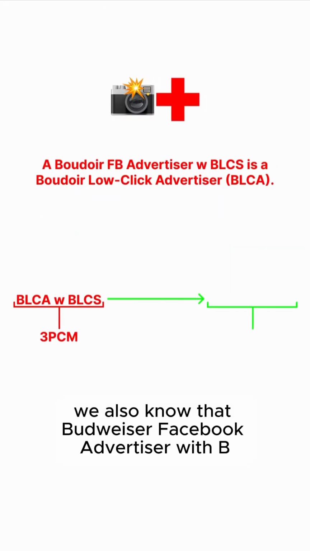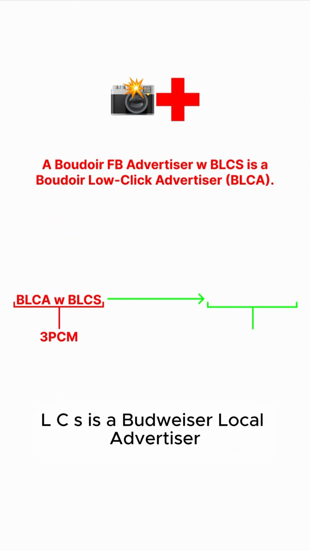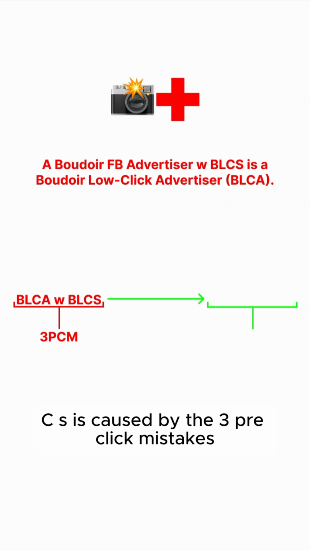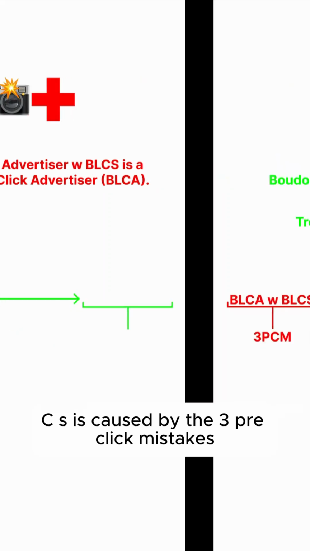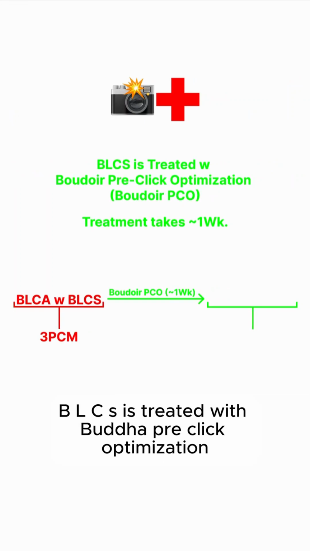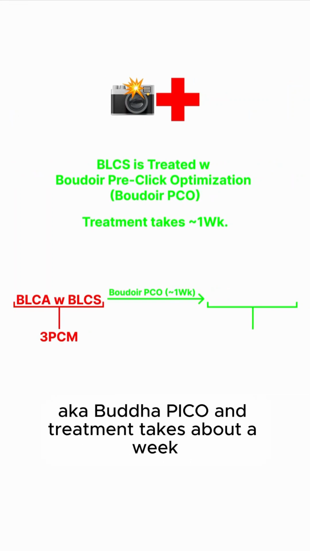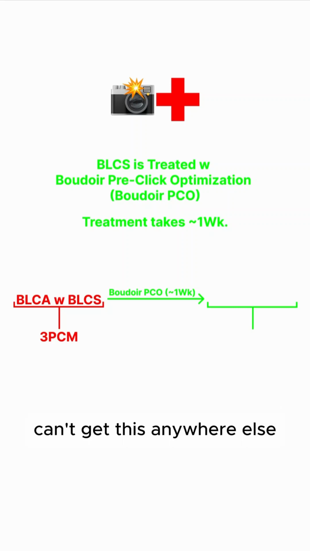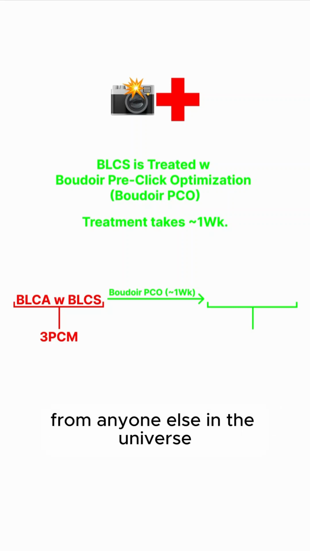We also know that a Boudoir Facebook advertiser with BLCS is a Boudoir low click advertiser, BLCA. So, building our universe here, we've got a BLCA with BLCS caused by the 3 pre-click mistakes. Solution: BLCS is treated with Boudoir pre-click optimization, aka Boudoir Pico, and treatment takes about a week. And we know this because we invented it. Can't get this anywhere else from anyone else in the universe.